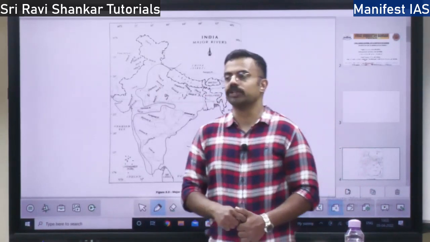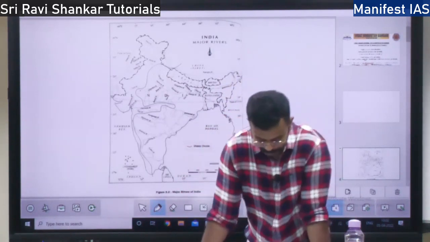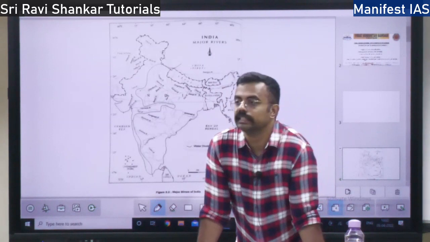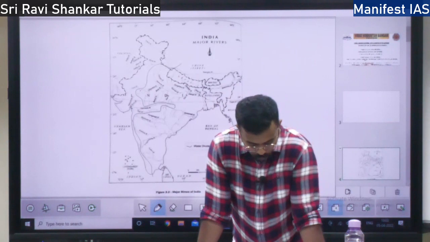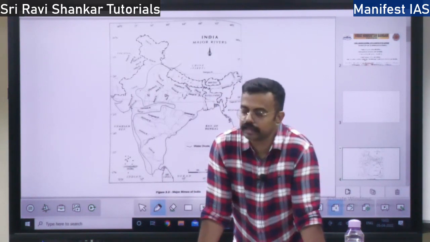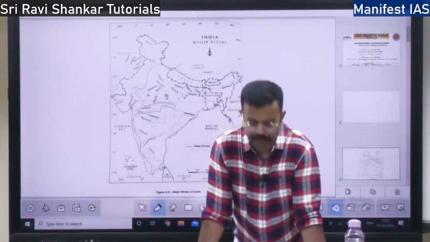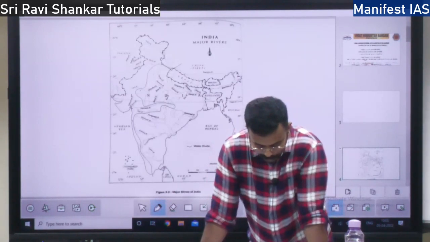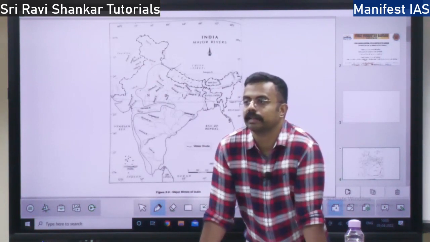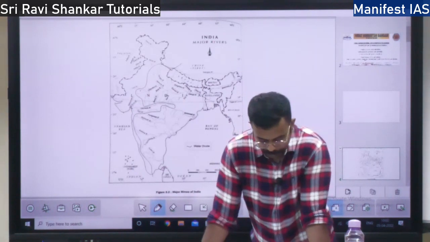So where does this Ganga originate? It originates in Uttarakhand, that is the Gangotri Glacier, right? In the Uttarkashi region. This Gaumukh is also called Uttarkashi. This Ganga is actually a meeting of two tributaries. One is Bhagirathi, another is Alaknanda, right? They meet at Devprayag and become the Ganga River, right?